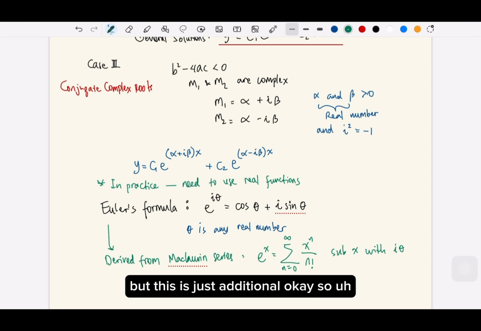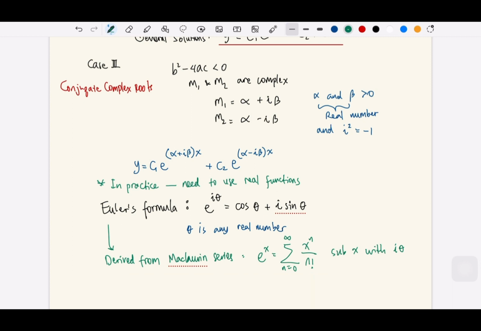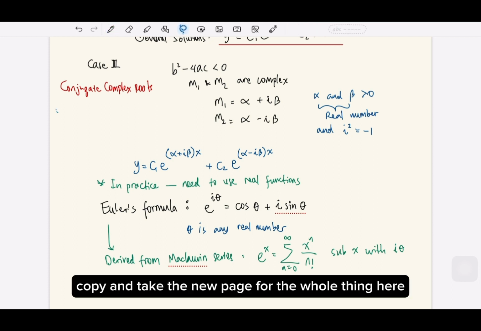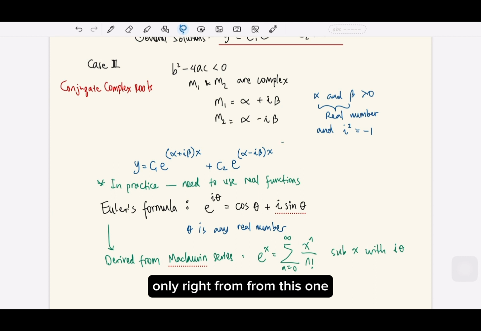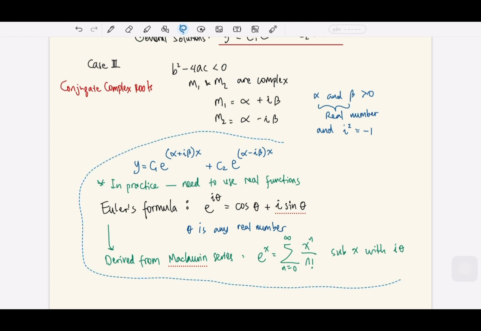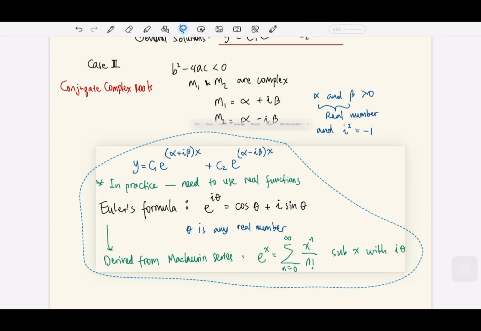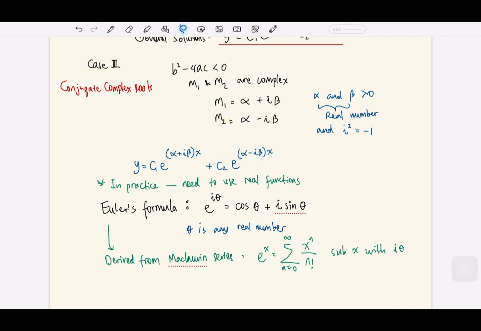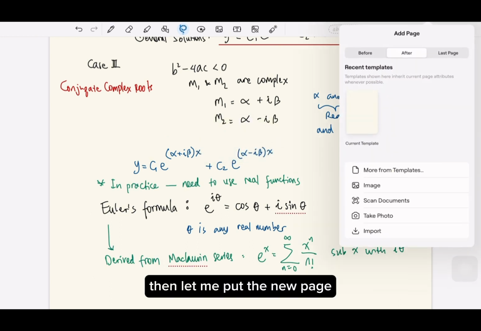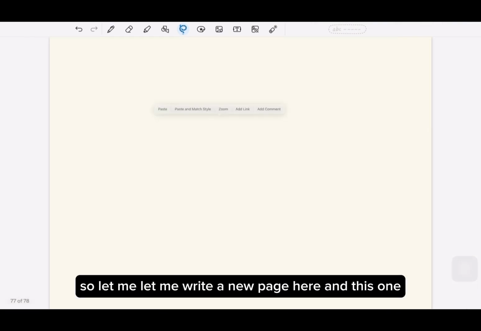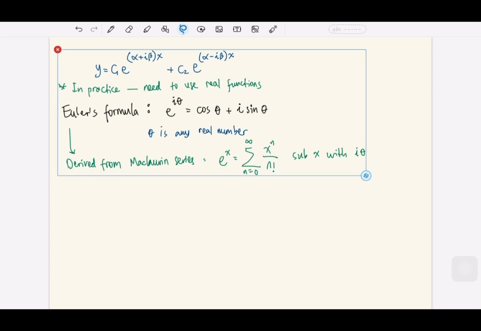But this is just additional information. So let me copy from the second one and put it in a new page, and write the whole thing there.